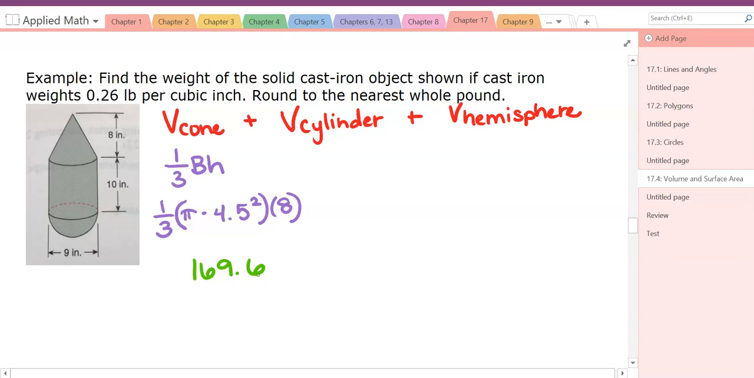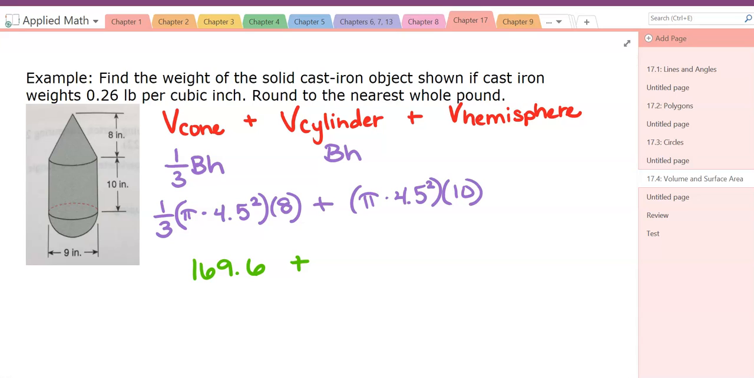Now let's move on to the cylinder. Volume of a cylinder is the area of the base times the height. Now the cylinder has circles again, okay? So the same circle that we were using on the cone is on the cylinder as well. Where you see pi times 4.5 squared in the cone formula, you're going to use that again because the base is the same. So we're going to do pi times 4.5 squared. What's the height of the cylinder piece? 10.